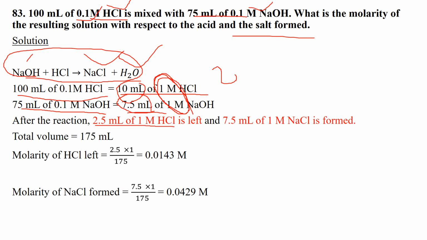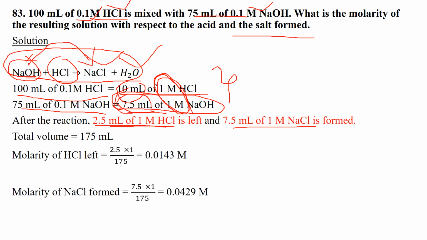Then how much volume of the acid is left after the completion of the reaction? 10 minus 7.5, that is 2.5 ml of 1 M HCl is left. Then how much NaCl is formed? 7.5 ml of 1 M NaCl is formed, based upon the limiting reactant concept, since 7.5 ml of 1 M NaOH is low in amount. According to this reaction, NaOH is 7.5 ml, however HCl is 10 ml. So 7.5 ml of NaCl will be formed, not 10 ml of NaCl.